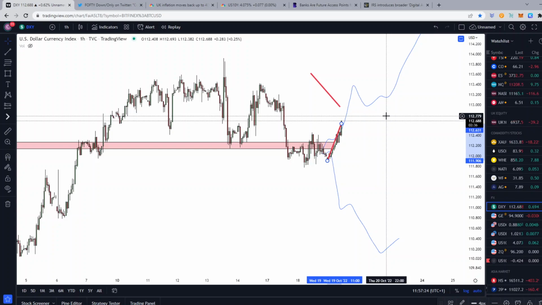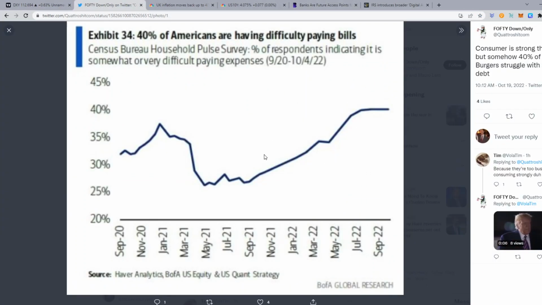It's the complete opposite of March 2020, the environment that we're in, and that's going to see continuation to the downside for markets. And there was actually a very interesting thing here.